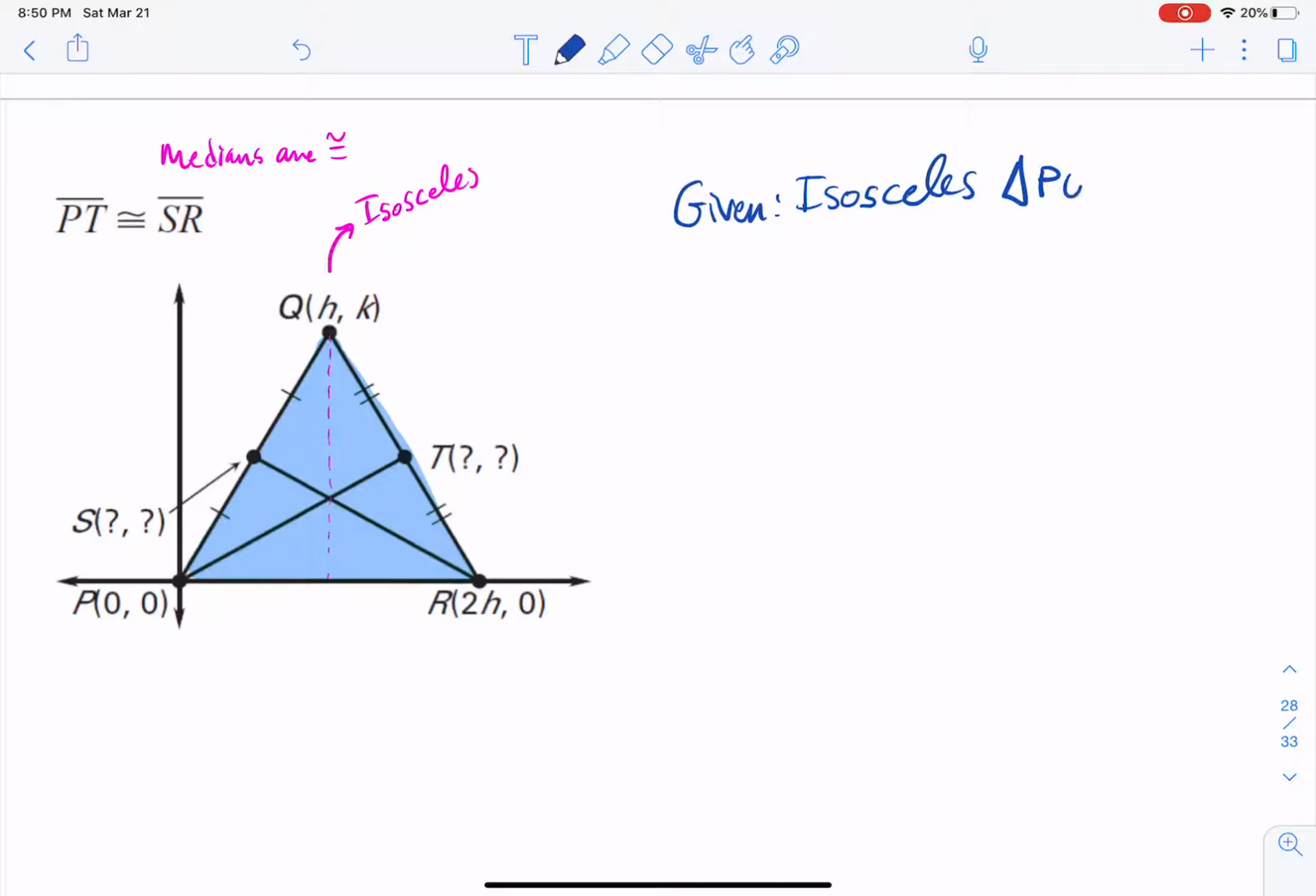Triangle PQR. And let's say that S is the midpoint. This is very similar to what we did on that first one. S is the midpoint of PQ. And then also T is the midpoint of QR.